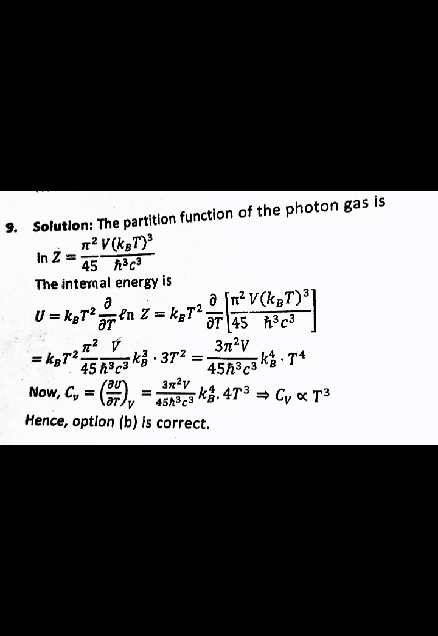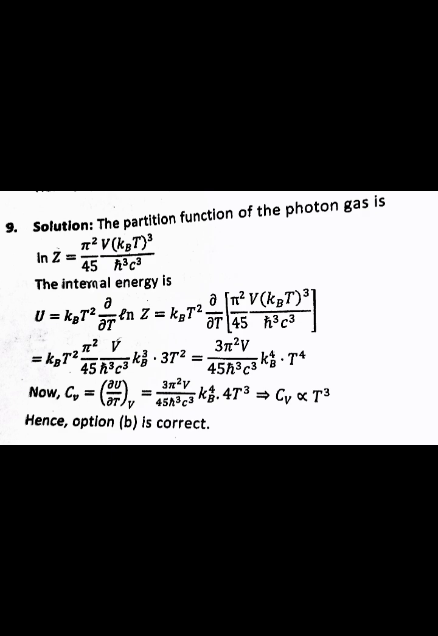So the internal energy is U = kB T squared times the partial derivative with respect to T of ln Z, which is equal to kB T squared times the derivative of (pi squared V kT)^3 divided by 45 h-bar cubed c cubed. So this is equal to kB T squared pi squared V divided by 45 h-bar cubed c cubed, kB cubed, times 3 T squared. And this is equal to 3 pi squared V divided by 45 h-bar cubed c cubed, kB to the 4, T to the 4.